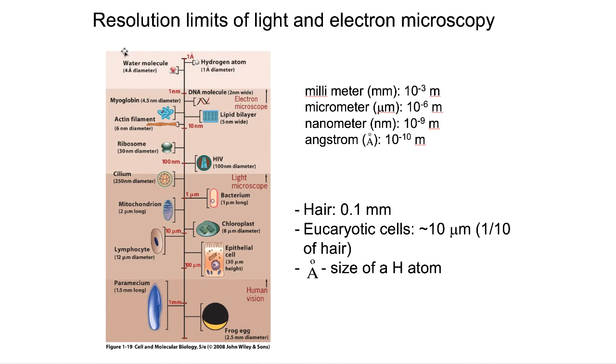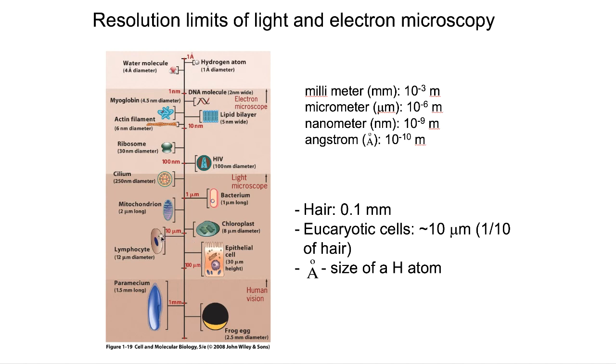So this is an example of cellular structures that we can see with light microscopy and by electron microscopy. Eukaryotic cells are usually around 10 to 100 microns in size. So we can see eukaryotic cells with light microscopy, but we cannot see most of them with the human eye, which has a resolution limit around 0.1 millimeter, which is the thickness of a human hair.